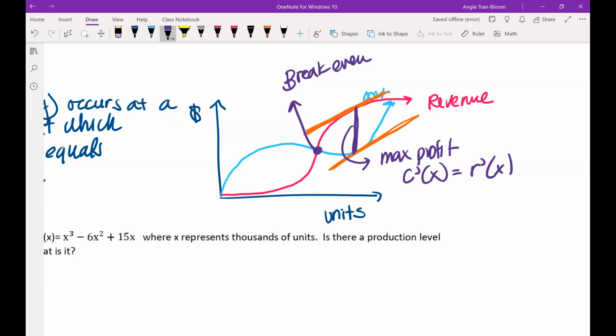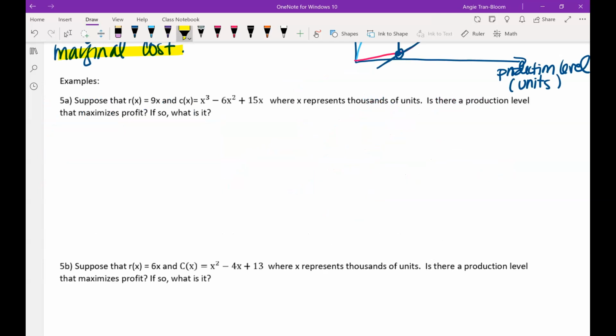All right, guys. Suppose that the revenue equation is 9x and the cost equation is x to the third minus 6x squared plus 15x.